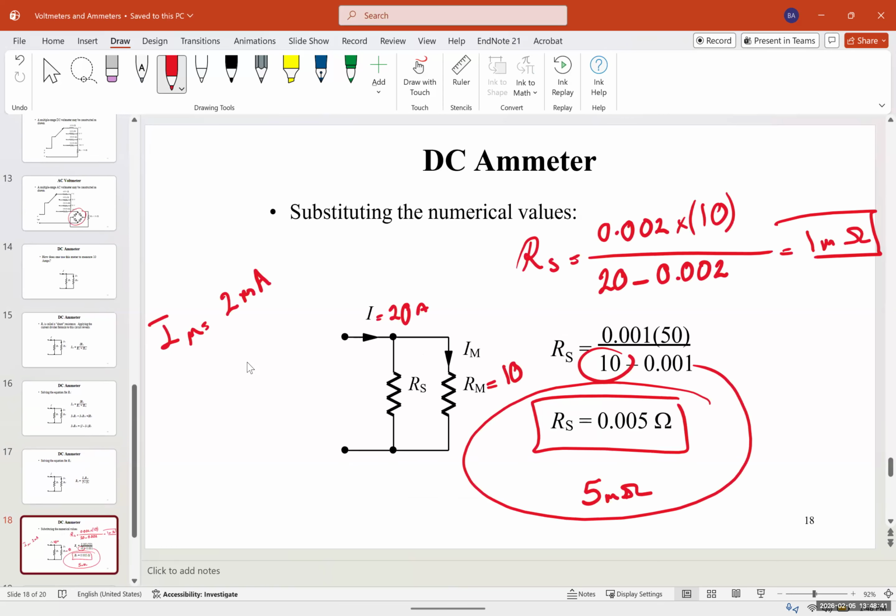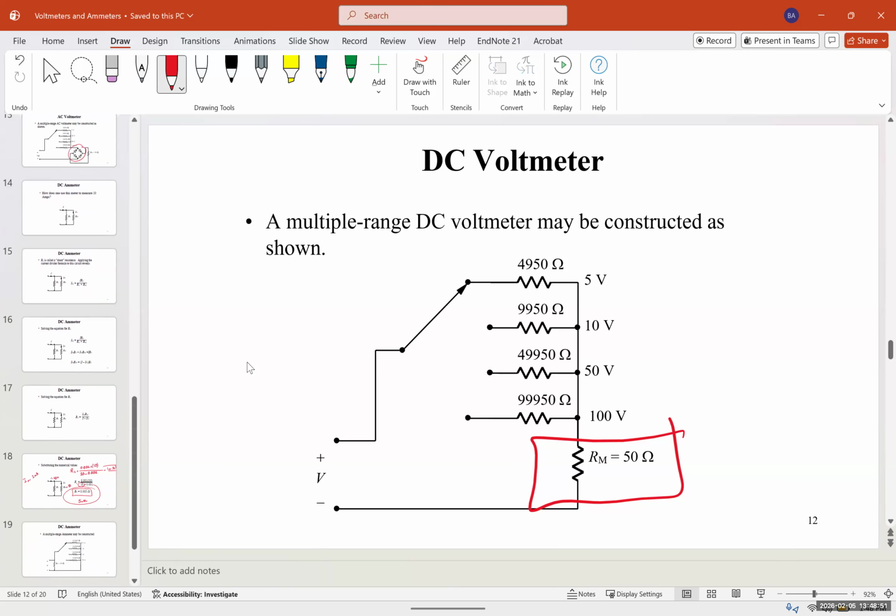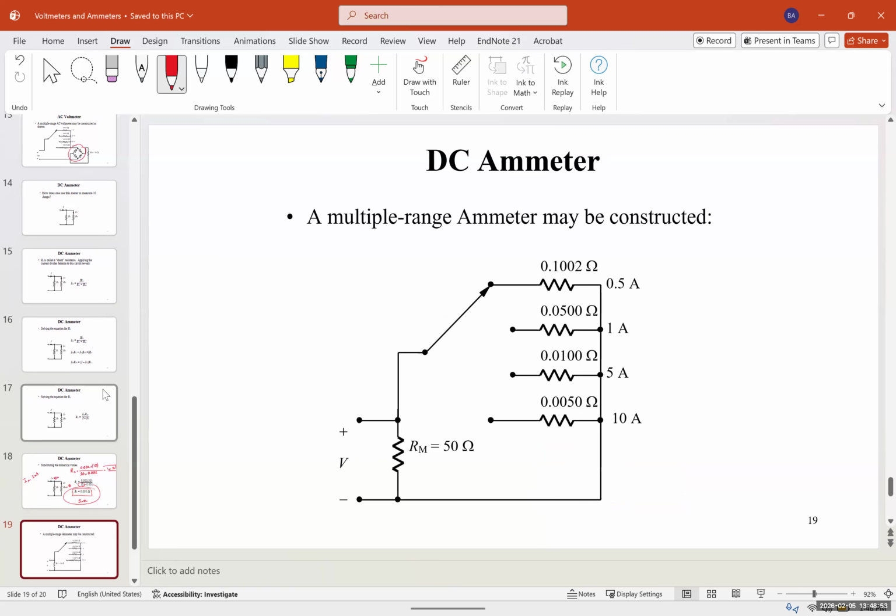So you can see the voltmeter RM here is in series with all the resistors. For the ammeter, it's in parallel with all of them. So this and this, for example, are in parallel with each other.